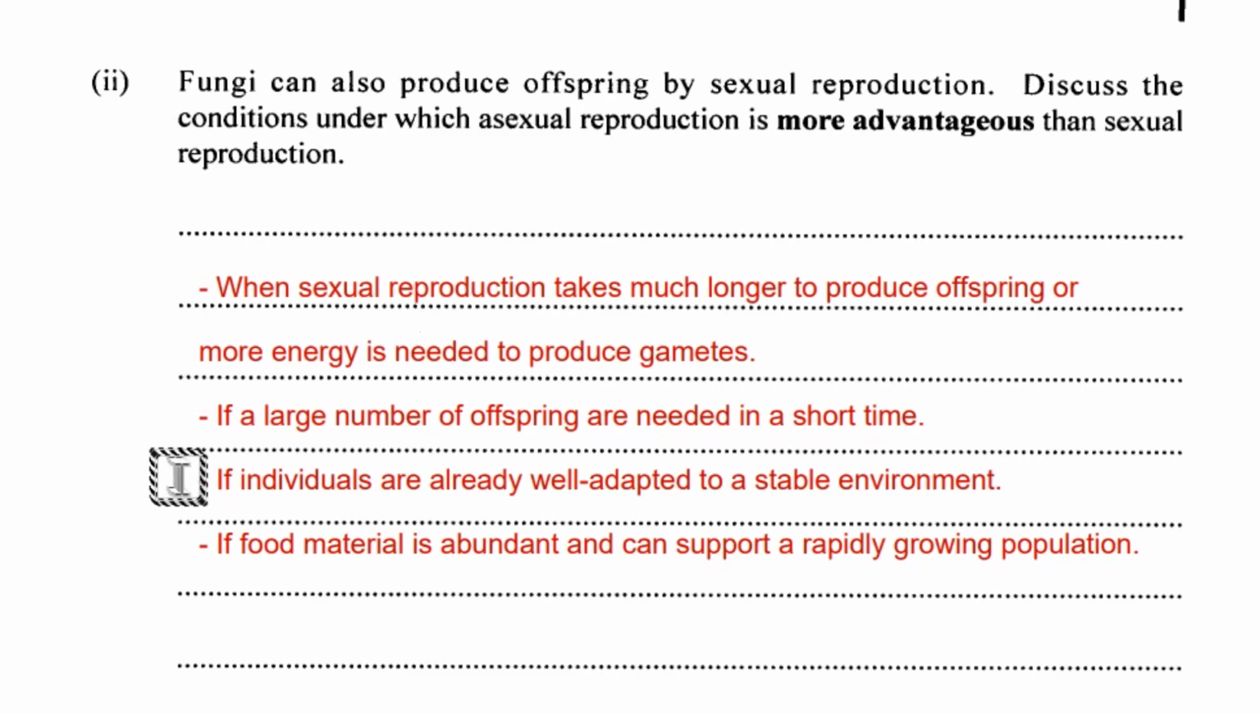The next thing here is if individuals are already well adapted to a stable environment, basically where you don't need natural selection being involved. If the individuals don't really need to adapt to the environment, if they're already well adapted, you don't really need genetic variation. They could all have the same type of DNA and all of them would survive just as fine. Lastly, if food material is abundant and can support a rapidly growing population. Basically, if there's enough food, more could come, more could grow. Any 3 of those, give it 3 marks.